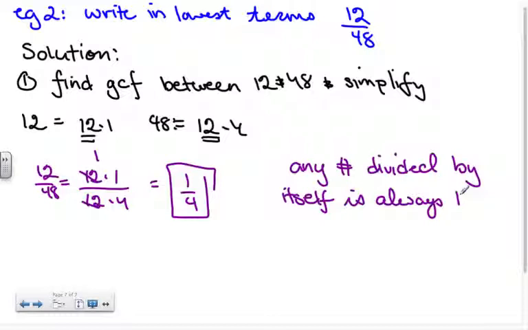Got it? So hopefully you guys are able to see that. You want to look for the largest number that is in common with both of them, and then you simplify from there. Now, the last objective for this video is, of course, to multiply fractions.